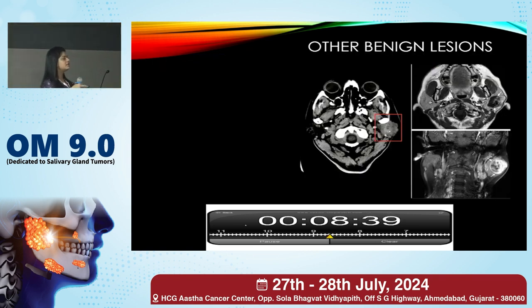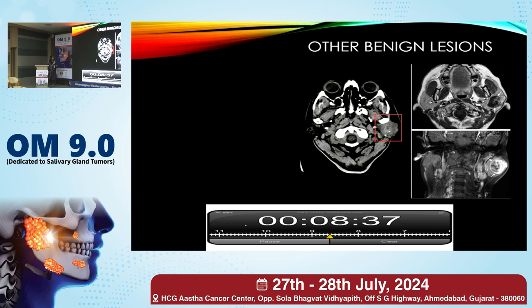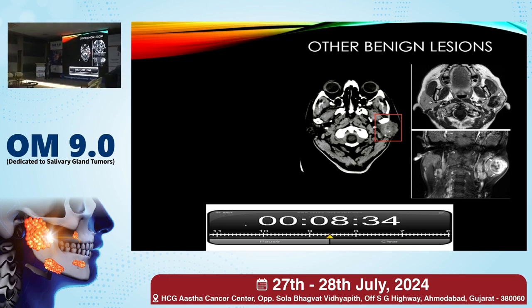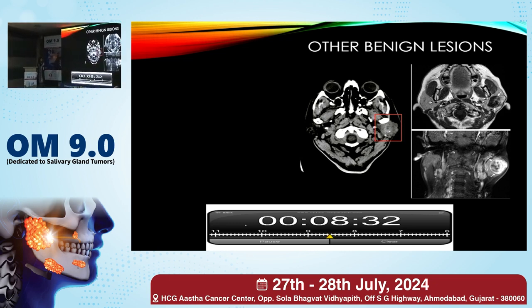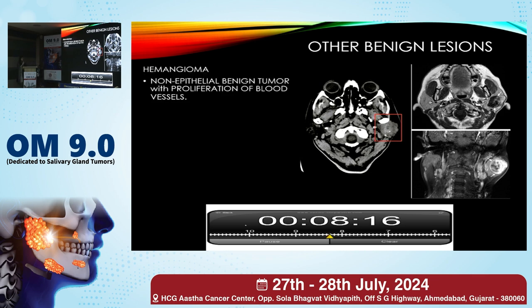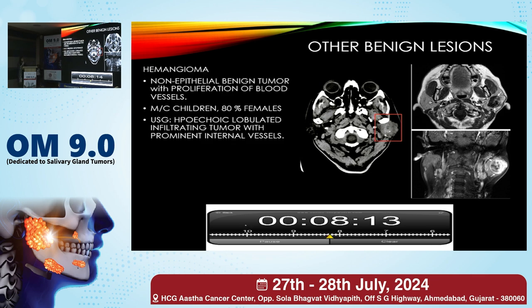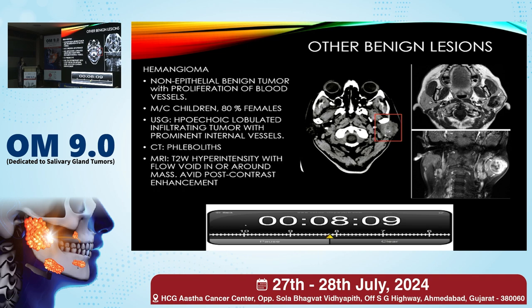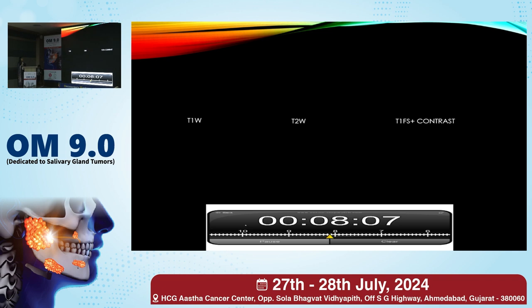Other benign lesions. So this is a lesion which is there in the parotid. It is showing heterogeneous pre-contrast density, and it has a small calcification within. On MRI we see hypointense flow voids which are more characteristically seen on post-contrast imaging. So this is a hemangioma. This is most common in children, and it will have prominent internal vessels, phleboliths on CT, and flow void will be present on MRI.